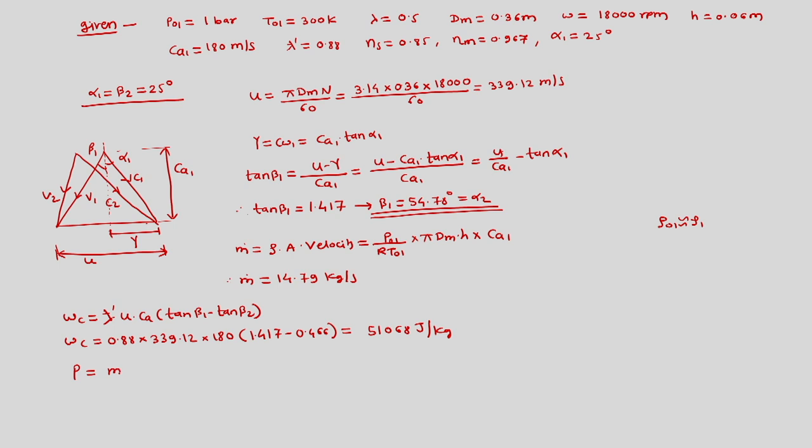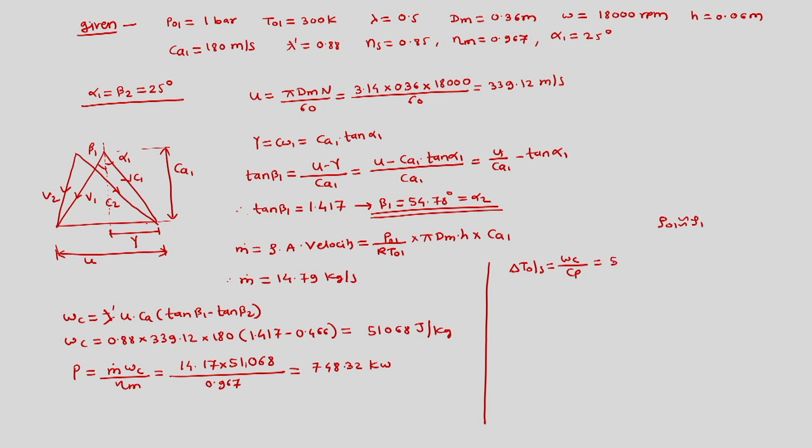But compressor work is different from power input, since we are told that there is certain mechanical efficiency. So power input is m dot into compressor work divided by mechanical efficiency. So m dot is 14.17, power input is to be calculated, so 51,068 divided by mechanical efficiency 0.967, it gives us 748.32 kilowatt. Now we can find out total temperature rise in the stage, and that total temperature rise in the stage is work done of the compressor divided by Cp.